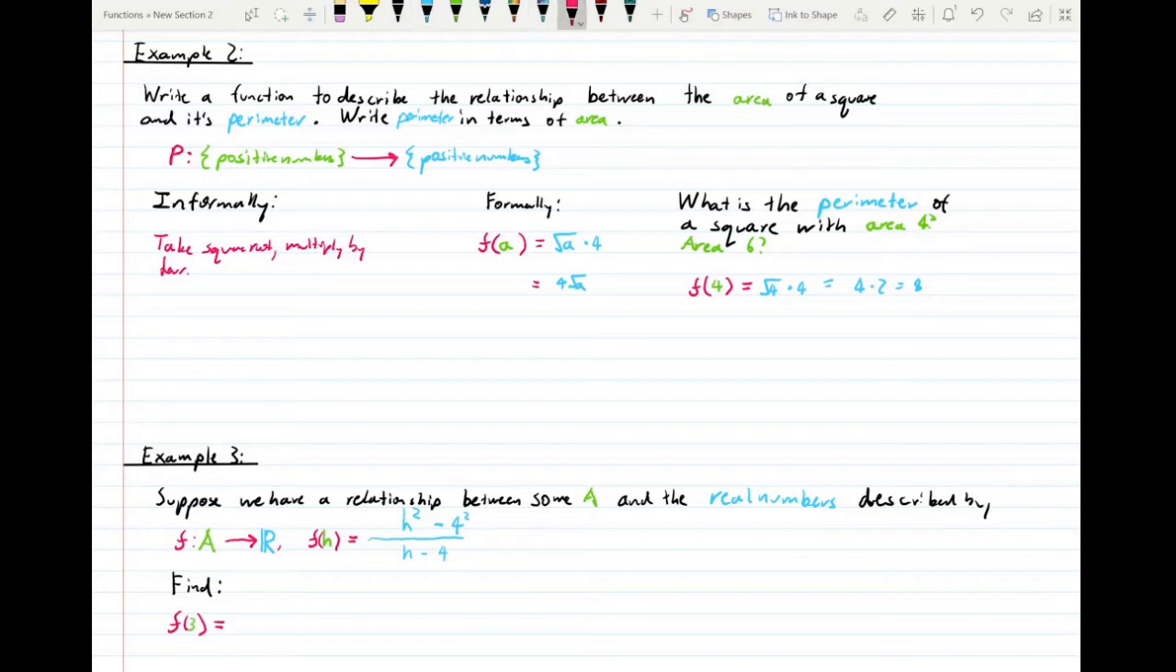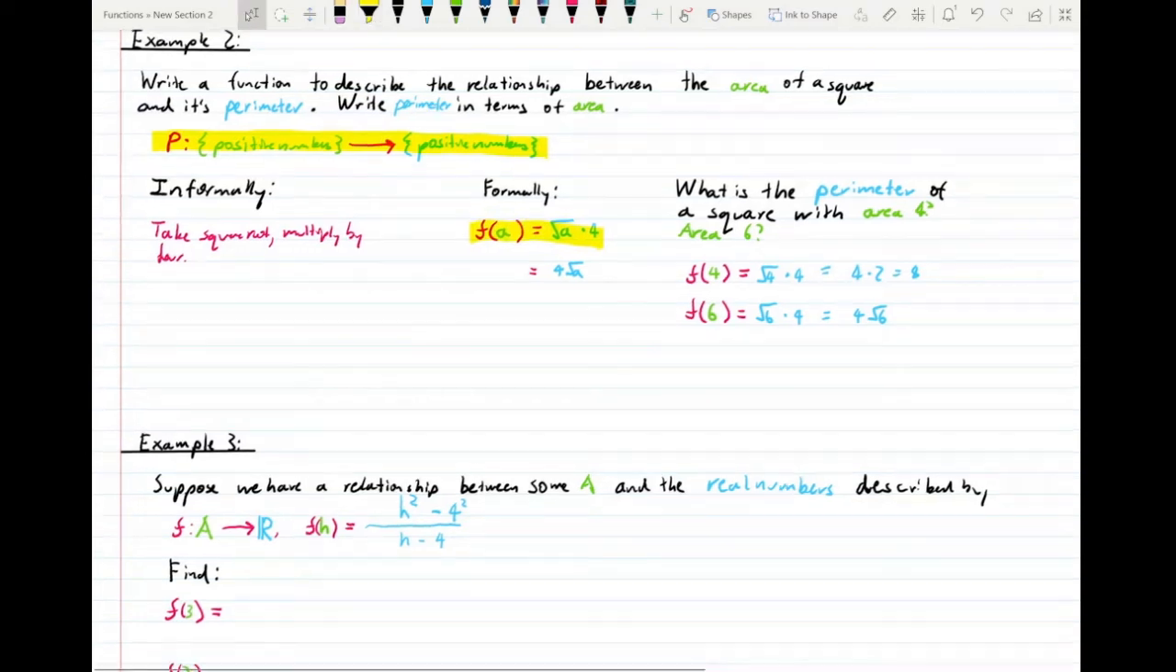And we also have f of 6 for a square of area 6 equals the square root of 6 times 4, which is just 4 root 6, because there are no squares in 6 to pull out. Once again, the full definition of our function is the description of the inputs and the outputs, and the rule that describes the mapping.